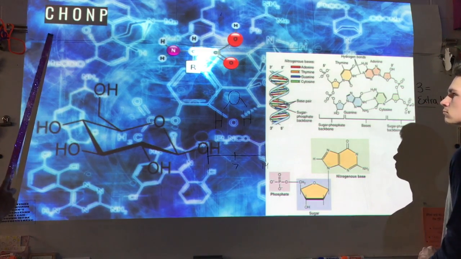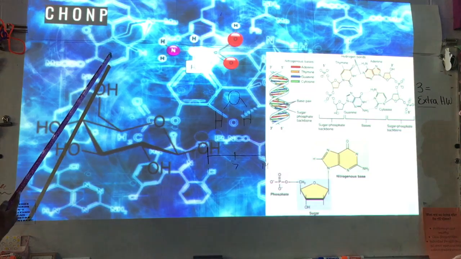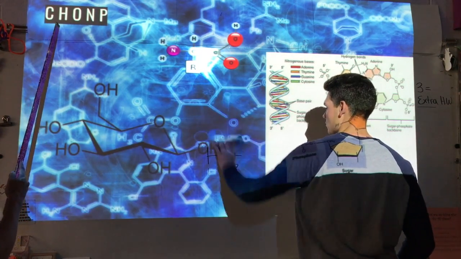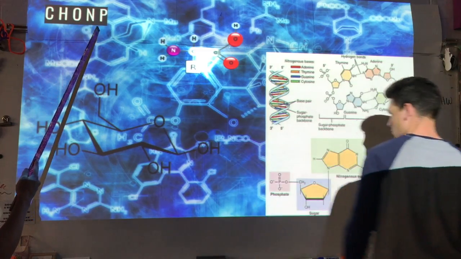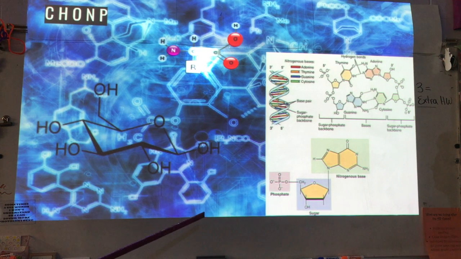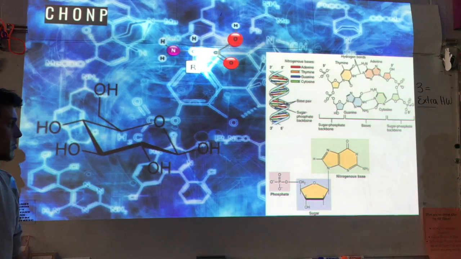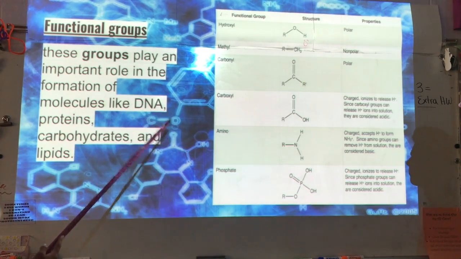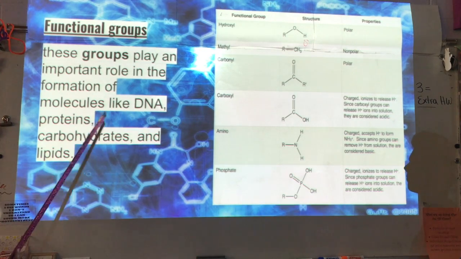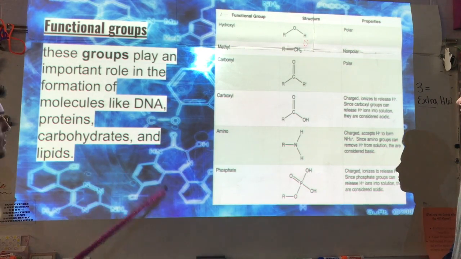So, basically you have the five main elements that make up most of life. You have carbon, hydrogen, oxygen, nitrogen, and phosphorus, known as CHNOP in biology. And so they build up macromolecules, they build up the functional groups, and we're going to go into that a little bit right now. So the functional groups, these are the groups that play an important role in the formation of molecules like DNA, proteins, carbohydrates, and lipids.